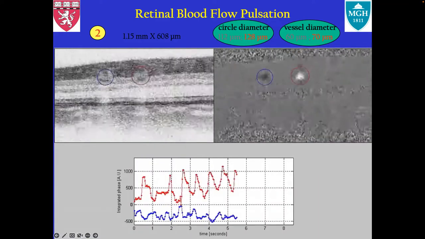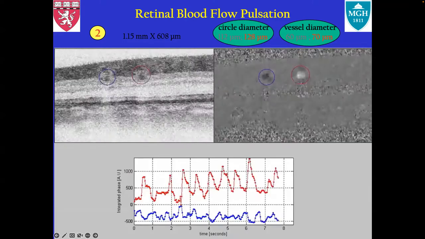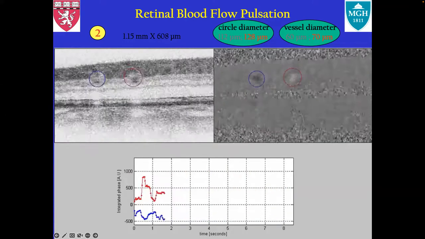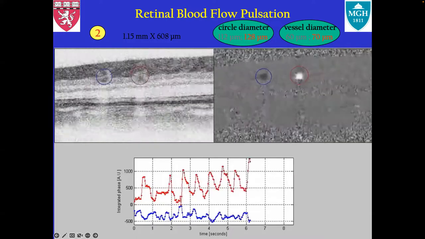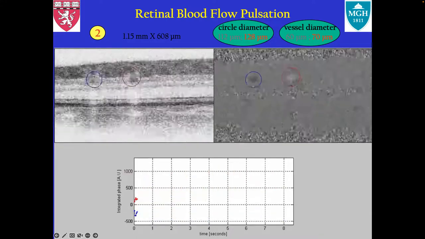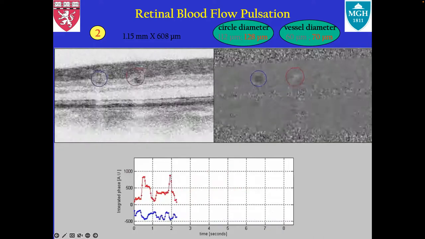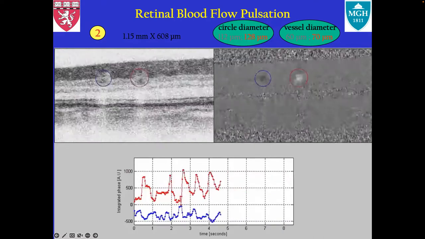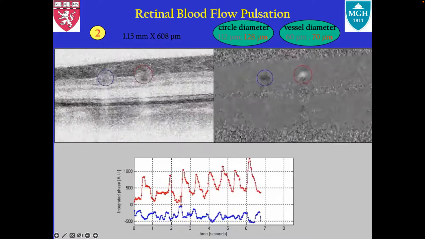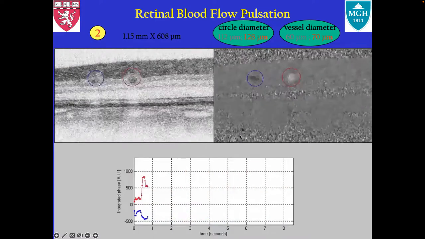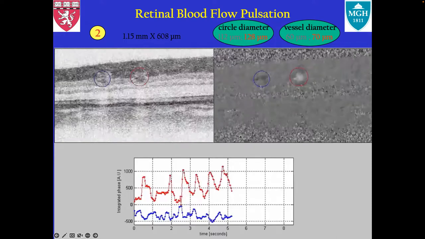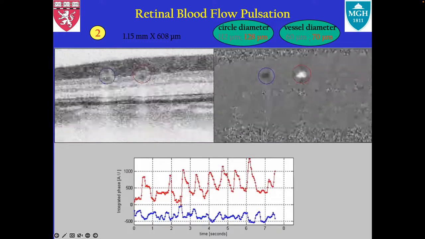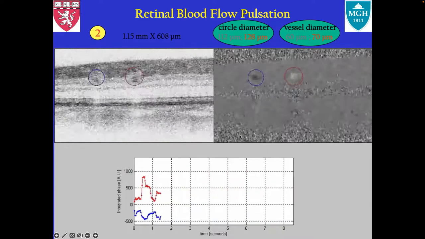So on the left, the structural image, on the right, the calculated Doppler shifts, and then we made an integration of the shifts over the circles, and that is plotted here at the bottom. Here in red, you see the artery, and you see the nice heartbeat. The interesting thing of this measurement was that also in the vein, where you expect that there's no heartbeat anymore, you still see a little remnant of it.